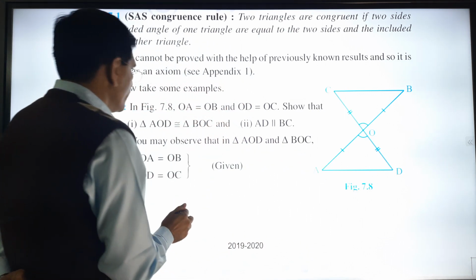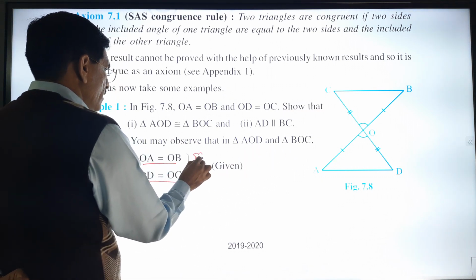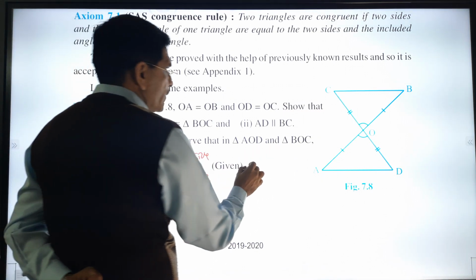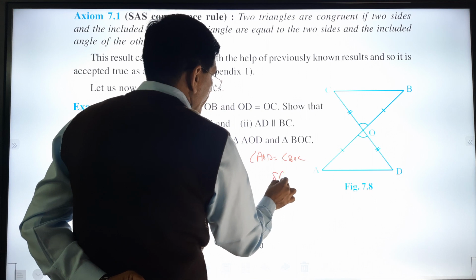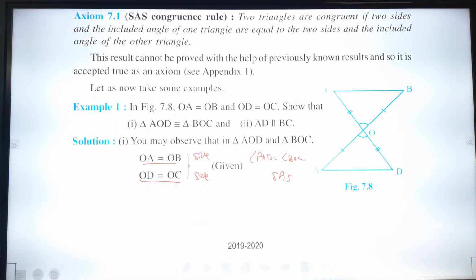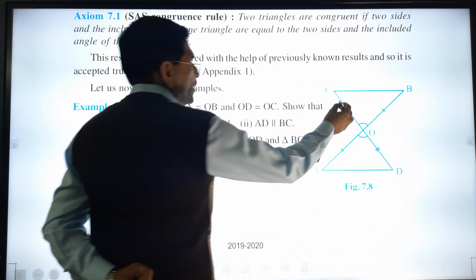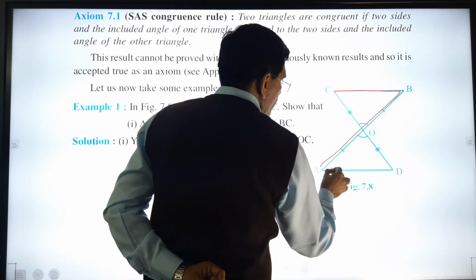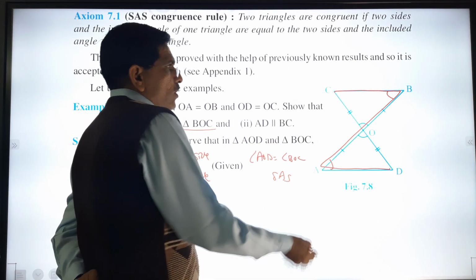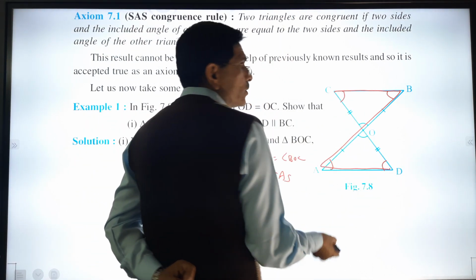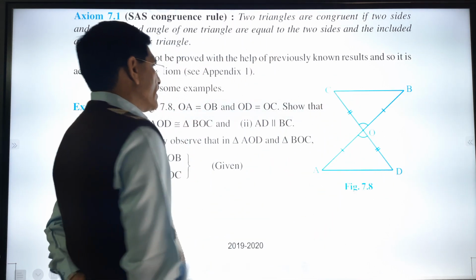I think they explain it here, given. And vertical opposite angles, here it is side, here it is side, and between them there is one angle, AOD is equal to BOC. So we can say side angle side, two triangles are congruent. So we have to prove that. And also AD parallel to BC. So here we make a Z. If two triangles are congruent, then alternate angles are also congruent. Again, if two lines are parallel, then alternate angle pairs are equal. So that type of proofs is asked also.